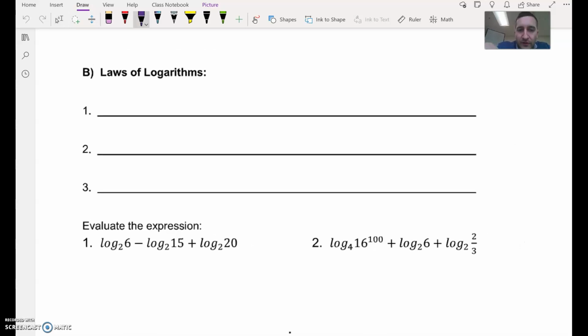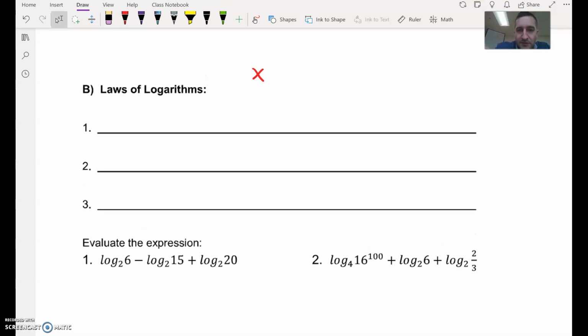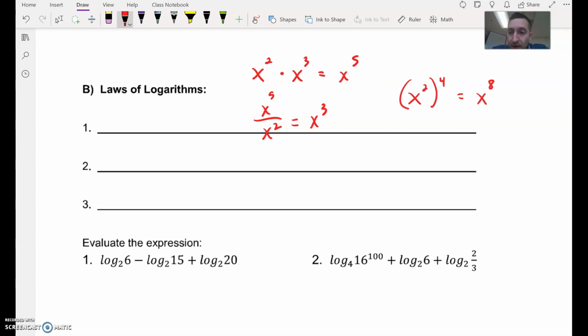Because you already know this law. You know exponent laws. You learned those in Algebra 1, Algebra 2. When you multiply something with the same base, you add. When you divide something with the same base, you subtract. When you have a power raised to a power, you multiply. Okay, those are exponent laws. Let's take those and put them in reverse to get our logarithm laws.